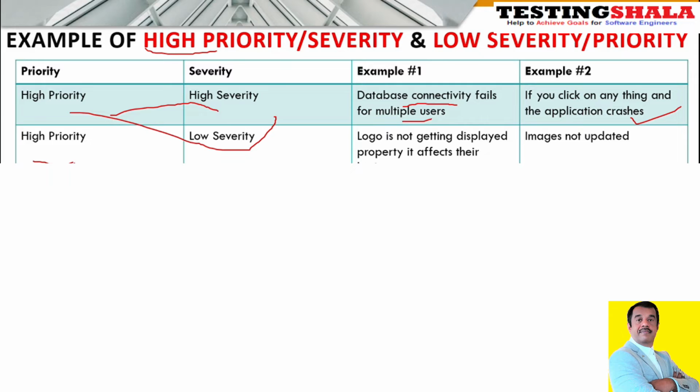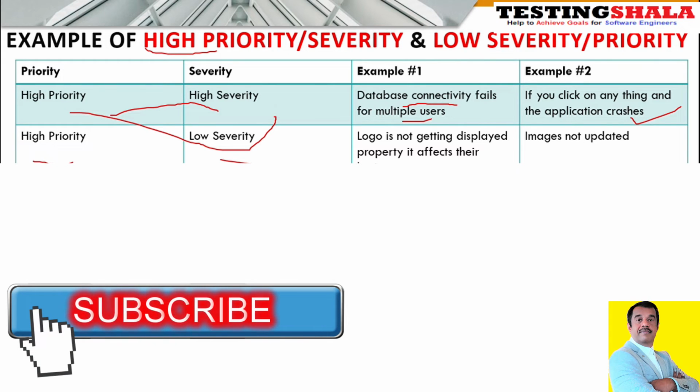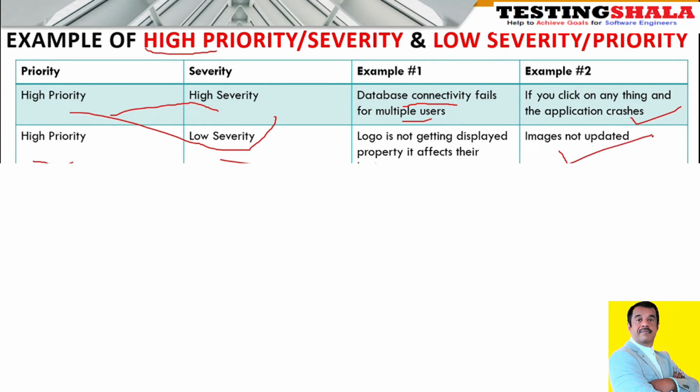Next example is high priority and low severity. What is the example here? The logo is not getting displayed properly. It affects the business, so because of that, high priority will be given. The low severity will be given because just an image is not getting updated. That's why the tester will normally provide it as a low severity defect here.